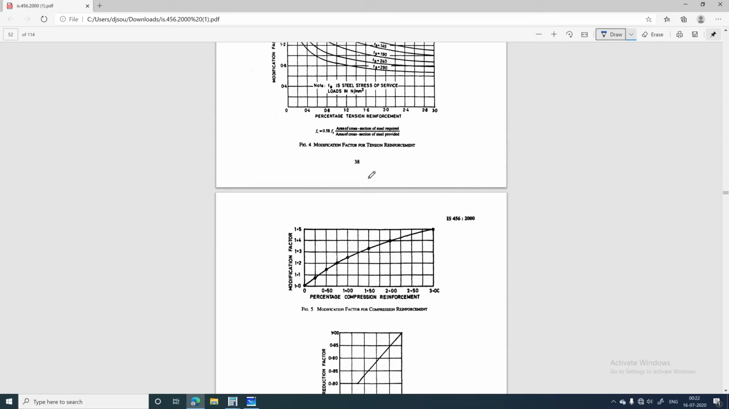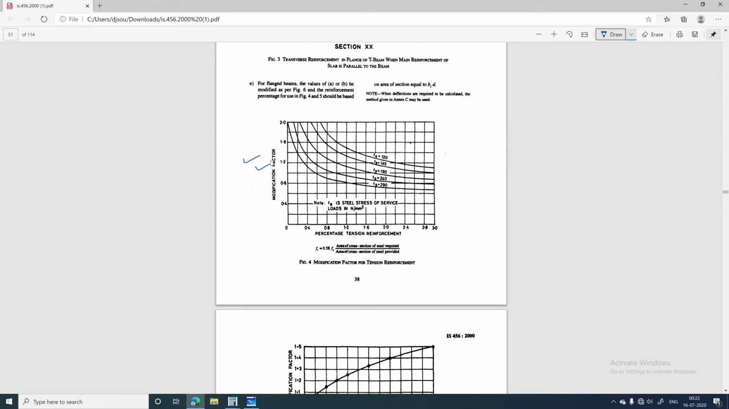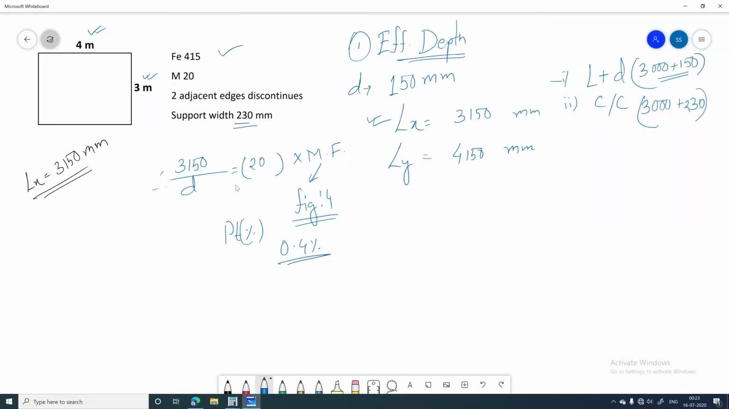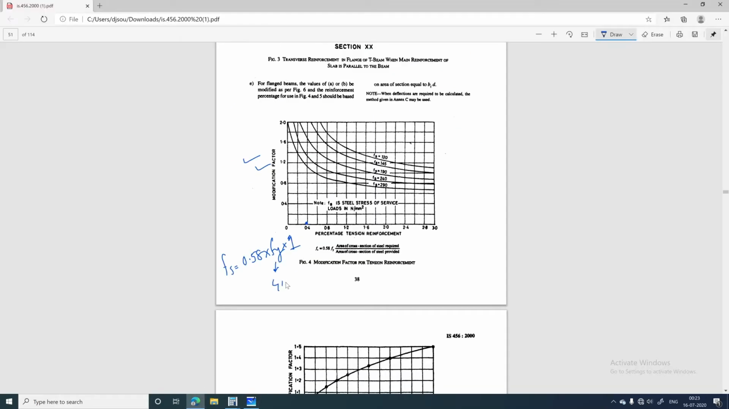So this is figure 4, and here we need to determine the value of this modification factor. We considered the percentage of steel as 0.4, and let's determine the value of fs to see which curve we need to consider. The value of fs will be 0.58 into fy into Ast required by Ast provided. We are considering equal values, so that is why it is 1. And fy is 415. So the value of fs will be 240.7, the same value as we had in the previous case. So we will consider this particular curve.